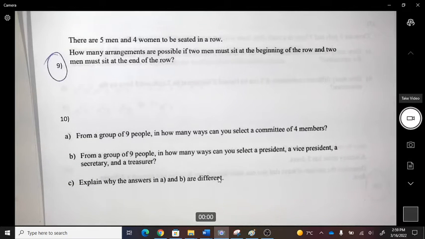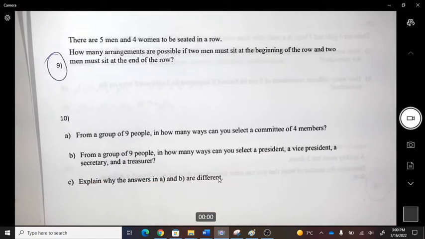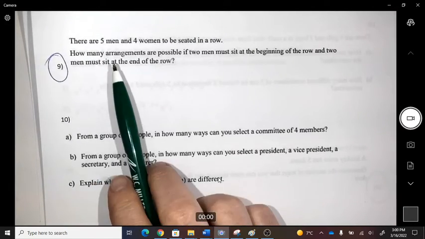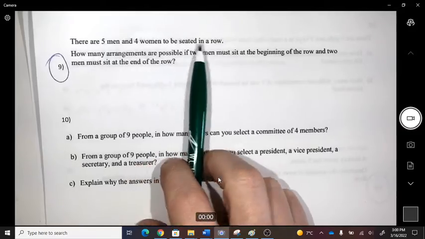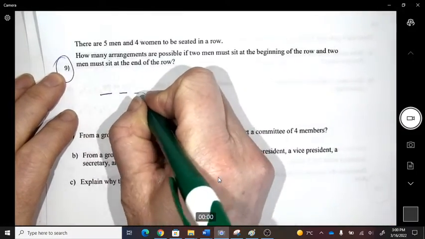Okay, page 5. Find number 9. We're good? Did you find it in your workbook? There's 5 men, 4 women, and you're seating them in a row. So why don't you draw me 9 blanks here?